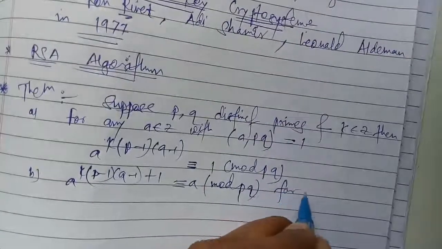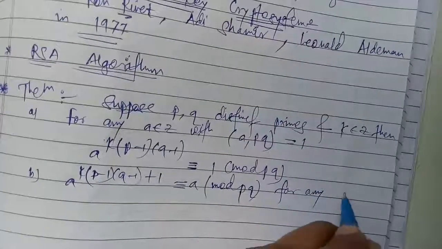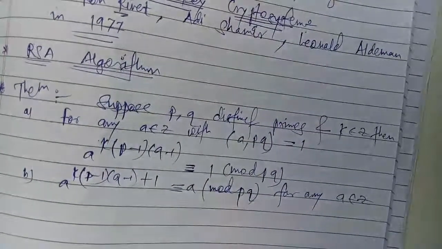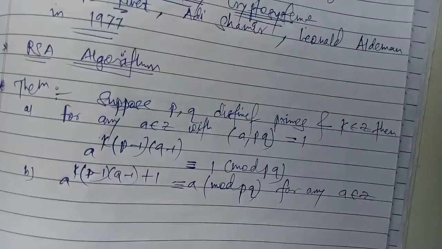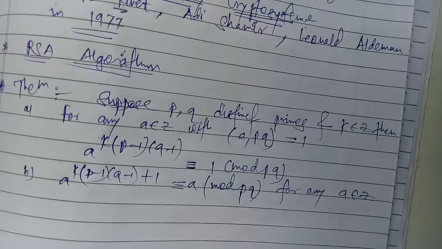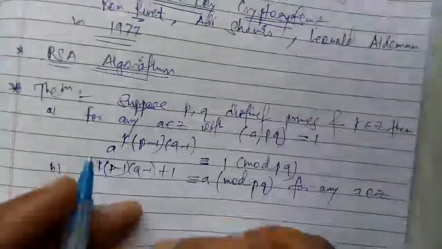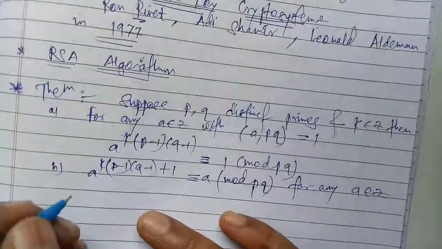For any integer small a, these two properties hold for two distinct primes p and q. A raised to k into (p minus 1) into (q minus 1) is congruent with 1 mod pq, and second, a raised to k into (p minus 1) into (q minus 1) plus 1 is congruent with a mod pq. Now we have to discuss the RSA algorithm.